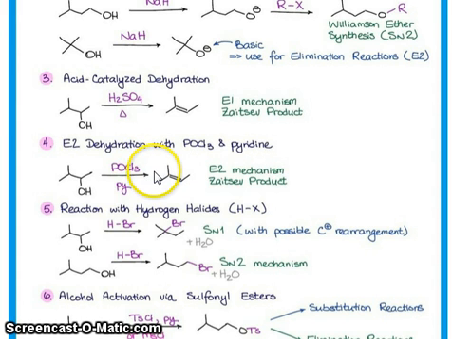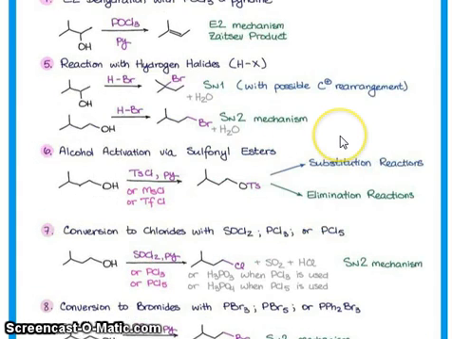So you see, different reagents have the same products, but different rate. This one is E1 and this one is E2.